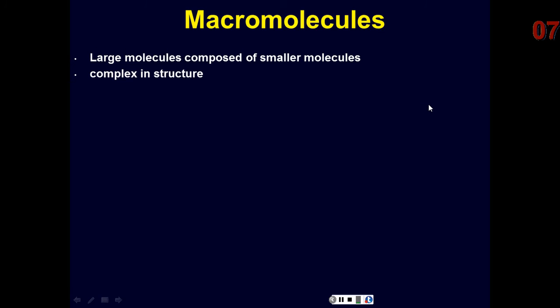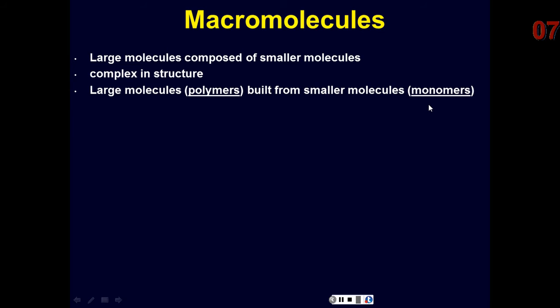Okay, so we call these organic molecules macromolecules because they are so large. They are very large molecules composed of smaller molecules. So we take these smaller molecules and bond them together to form the large molecule. We're going to call the smaller subunits monomers, and when they bond together, we call the large molecule a polymer. Mono means one, poly means many.